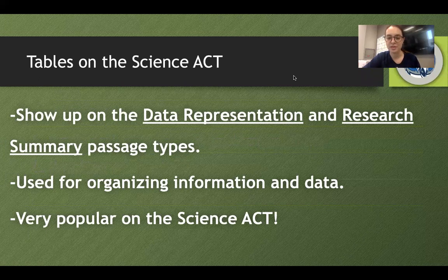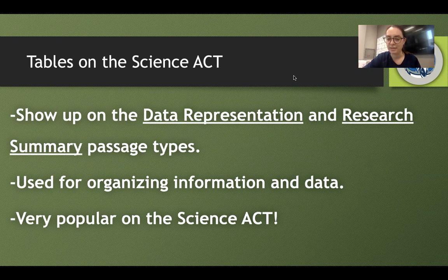All right, tables on the Science ACT. These show up in the two passages that have figures: the data representation passage and the research summary passages. Obviously, they're not in the third type, the conflicting viewpoints, that's only text. Tables are used for organizing information and data. So usually you'll see lots of rows and columns, lots of big tables on the ACT Science. They are very popular in the ACT Science. Almost all of these passages mentioned in the first bullet point will have at least one table.